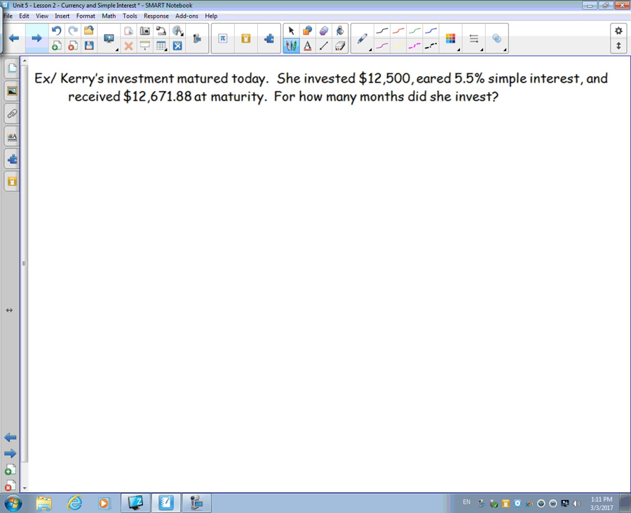All right, let's look at the last one. We got Carrie. Her investment matured today. In other words, she's getting paid interest. She invested $12,500. There's her principal. She earned 5.5% simple interest. There's her rate. And received $12,671.88 at maturity. So what did she get?